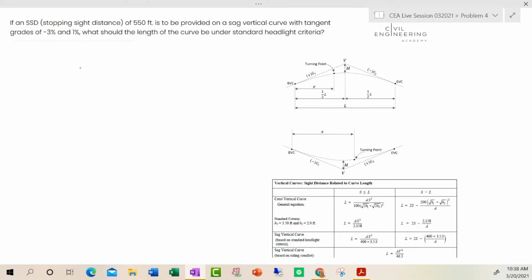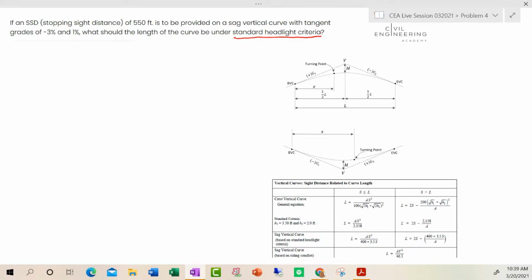This one says, if an SSD, or a stopping sight distance, of 550 feet is to be provided on a sag vertical curve with tangent grades of -3% and 1%, what should the length of the curve be under standard headlight criteria? And that's an AASHTO term that you'll see in some of their typical empirical formulas that they derive. And we'll talk about that.